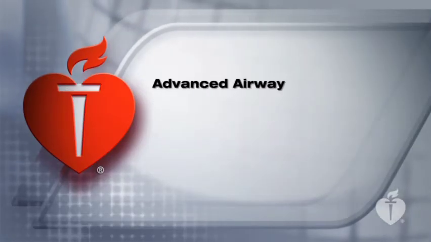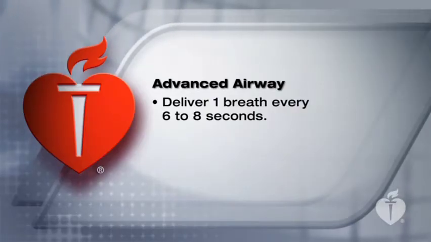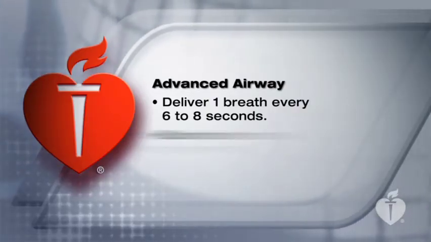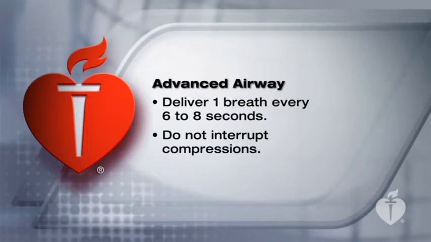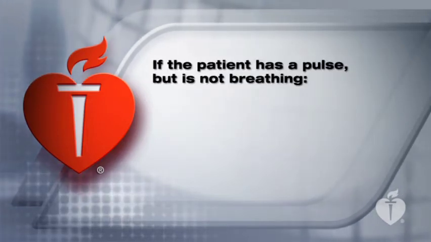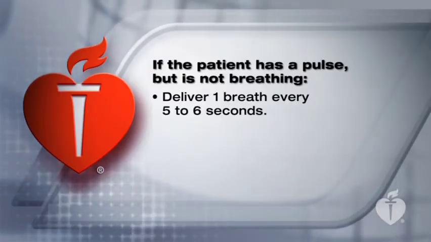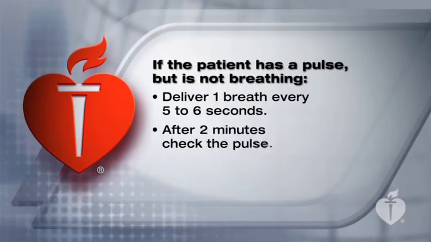After inserting an advanced airway, providers should deliver 1 breath every 6 to 8 seconds, or 8 to 10 breaths a minute while chest compressions continue uninterrupted. If a patient is in respiratory arrest and has a pulse but is not breathing, give 1 breath every 5 to 6 seconds, or 10 to 12 breaths per minute. After 2 minutes, reassess the pulse.